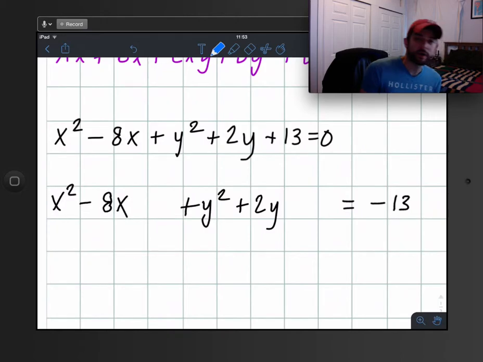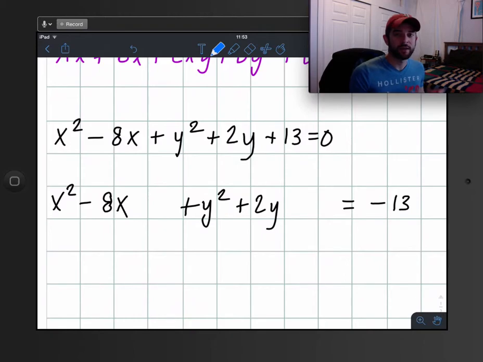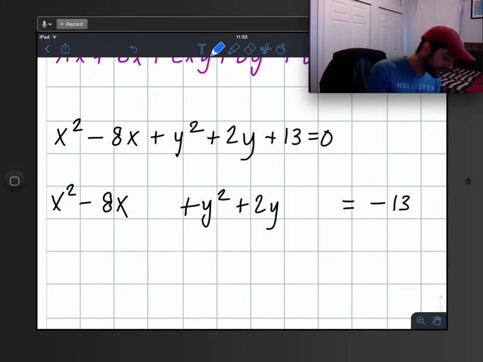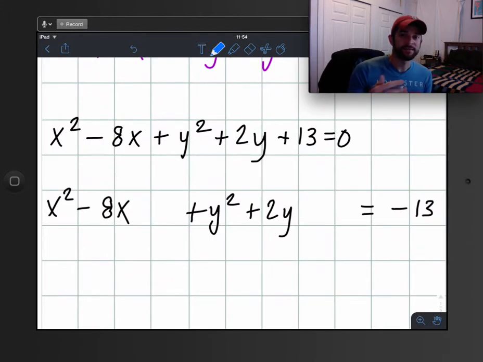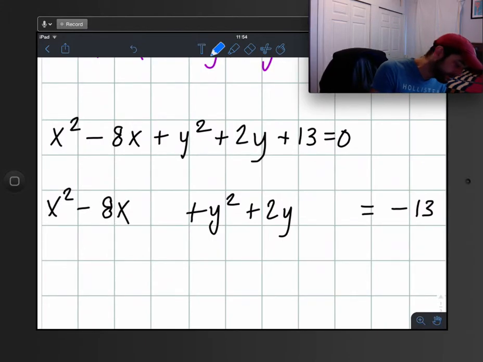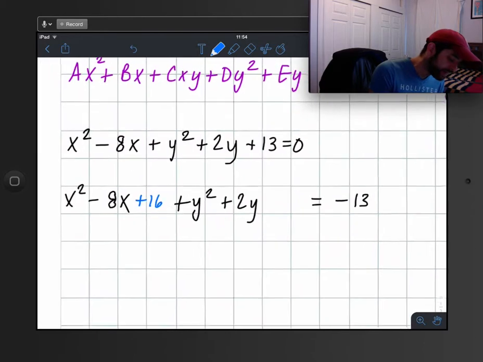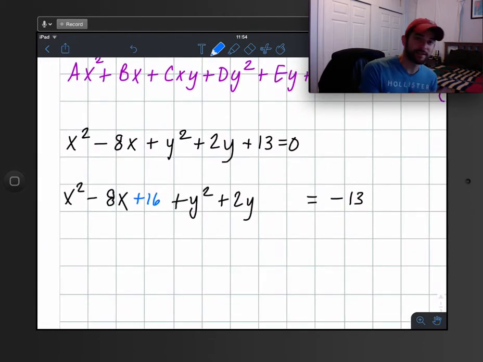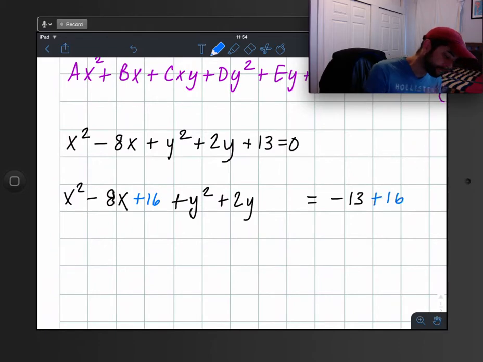Now, in completing the square, we take the linear coefficient, cut it in half, and square it, and add it, because the whole idea of completing the square is to make this x squared minus 8x into a trinomial which is a perfect square, and we're going to do the same thing with the y's. So half of negative 8 is negative 4, and negative 4 squared is 16. But in order to keep this balanced, I have to add 16 to the left and to the right. So we add 16 to the right.